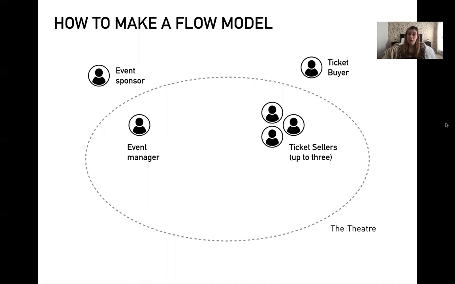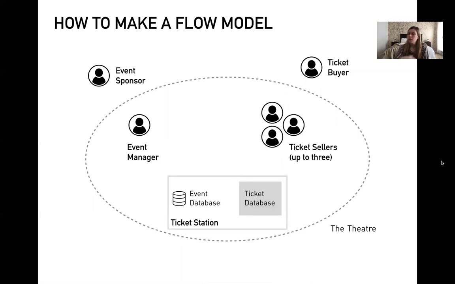We also want to include roles external to the organization. So we're not just thinking about the people that are working inside the theater, but the people that are external to the organization that still have an impact on our product or system. So our customers and our event sponsors. We also want to add nodes for other entities that are not people, such as the database into which and from which anything related to the work practice can flow. So here we have our ticket database and our event database in our ticket station.